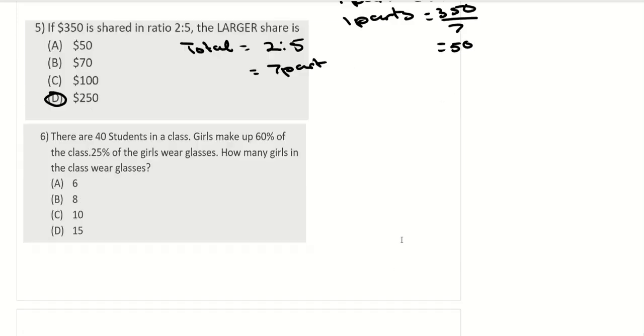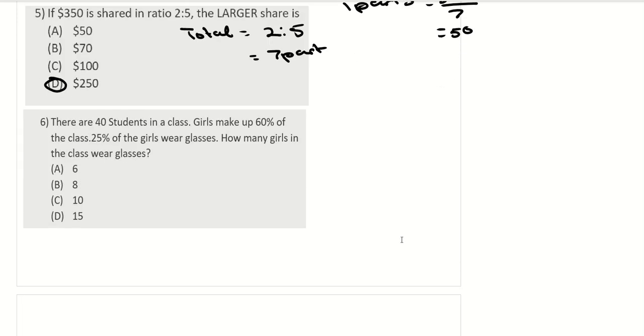Number 6. There are 40 students in the class. Girls make up 60% of the class. 25% of those girls wear glasses. How many girls wear glasses in the class? So first off, girls would be 60 over 100, which is 60%, multiplied by 40 over 1. Cross out this, cross out this, cross out this. So we know there are 24 girls in our class.